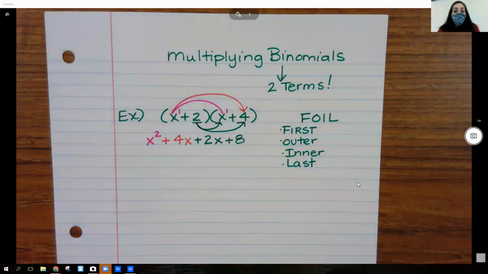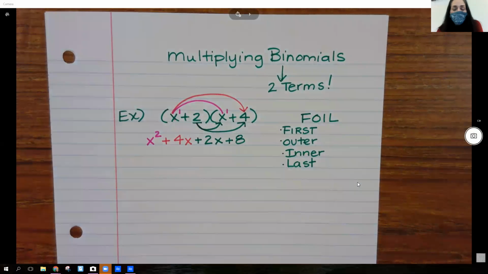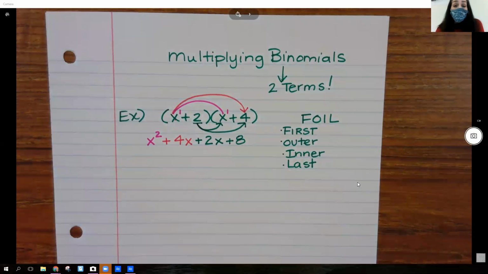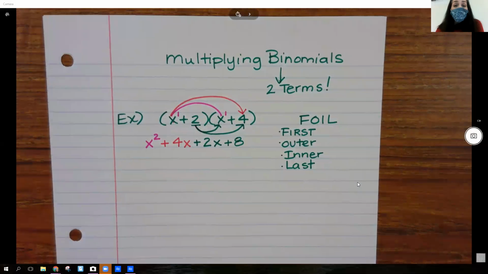By doing this distributive property twice, that's why I keep giving you all these distributive property problems in the do nows, because I want you to be able to do this really well when we do these binomials. So by doing the distributive property twice, the multiplication is all done. Now you can just combine like terms and that's it.